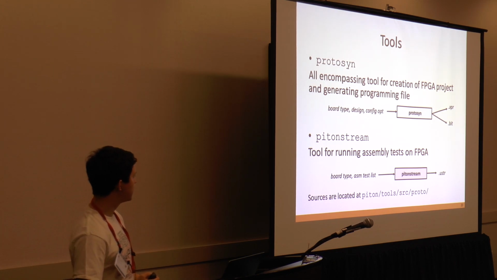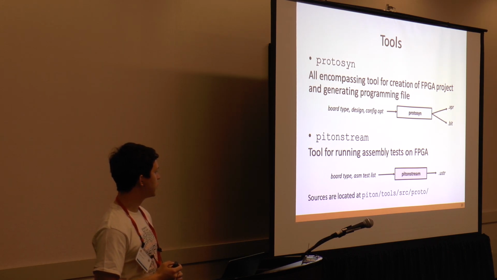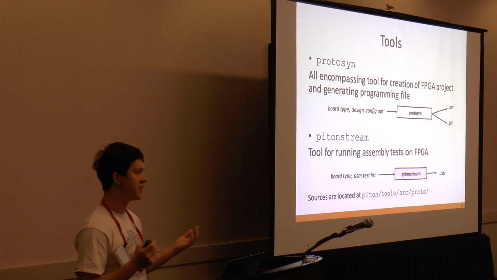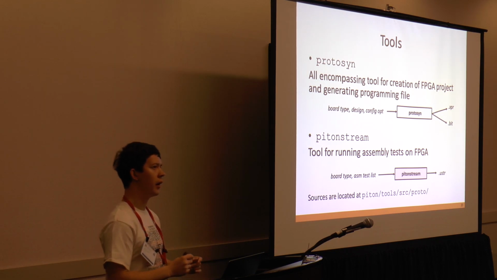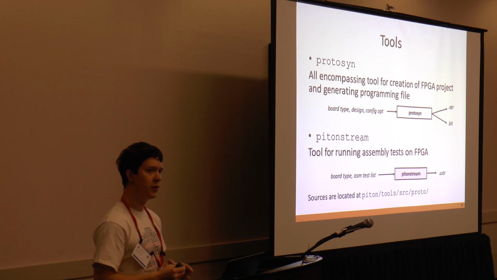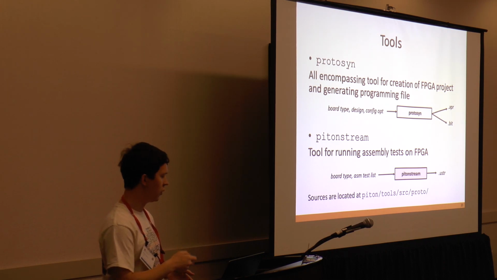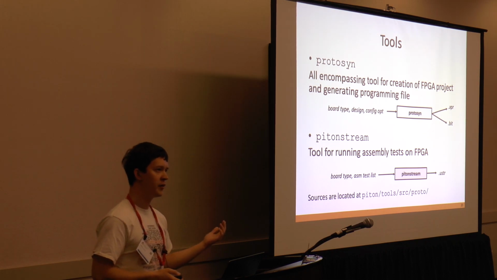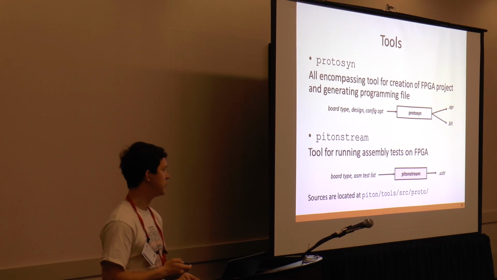The second tool is named Python Stream, and this is the tool which can be used for those assembly tests. It basically connects your host machine to the FPGA, compiles assembly tests, converts them to a stream which is understandable by the FPGA board, and runs all assembly tests one by one, providing results: either the test passes, fails, or times out.